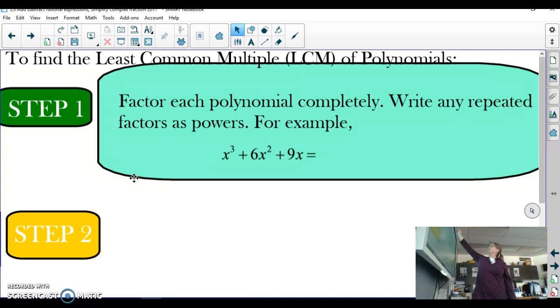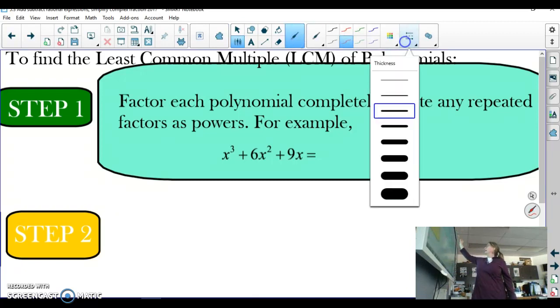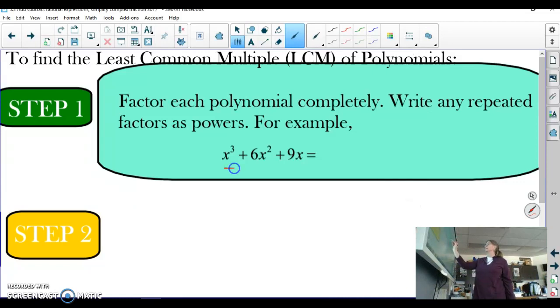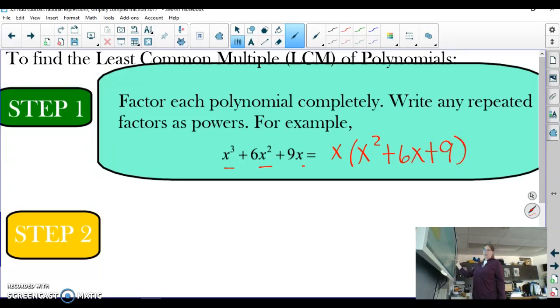So for example, when I factor this polynomial x cubed plus 6x squared plus 9x, first thing you look for when you're factoring is, are there any common factors? Which there is. There's an x that shows up in all of them. So I'm going to factor out an x. And what's left inside would be x squared plus 6x plus 9. Now I have a trinomial.